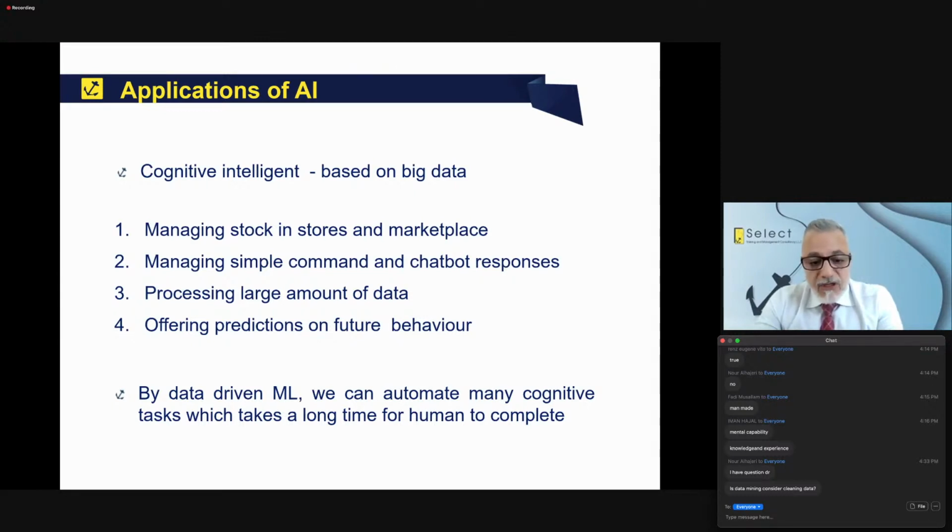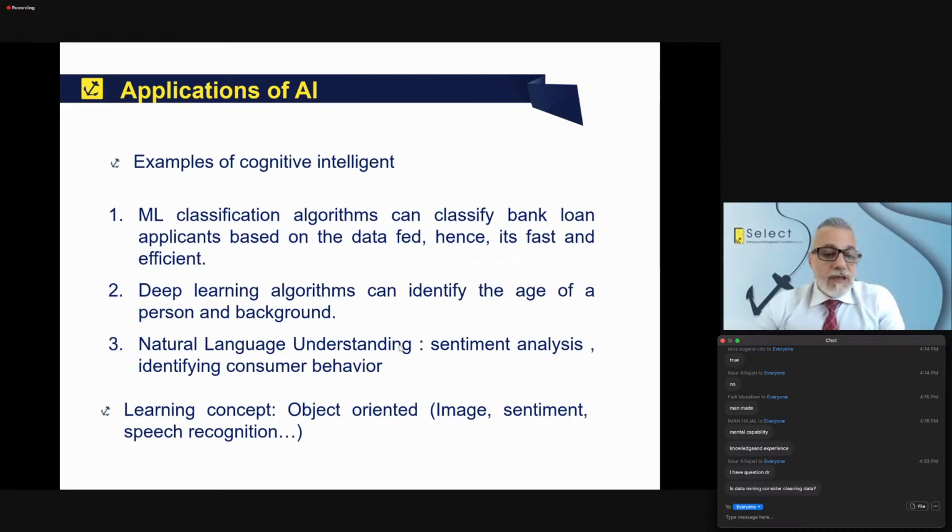So by data-driven machine learning, we can do many cognitive tasks which take a long time for a human to complete. That's the difference. It will take more time, and again, we generate a better observation of the data. I will not be able to generate it by myself. So it could be classification, for example, classify bank loan applications, identify the age of a certain person or background, NLP, sentiment analysis, mainly applied on social media, identifying consumer behavior.